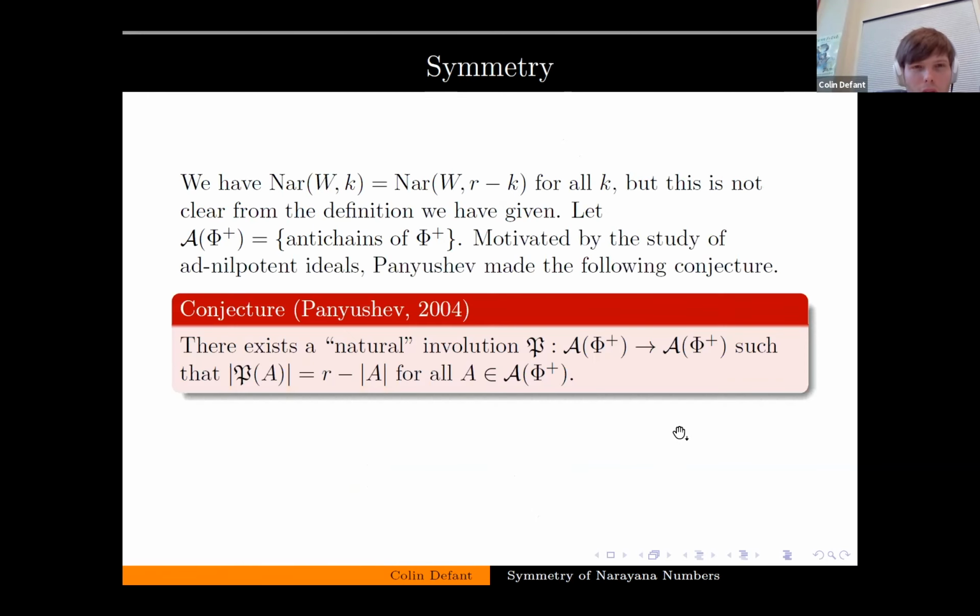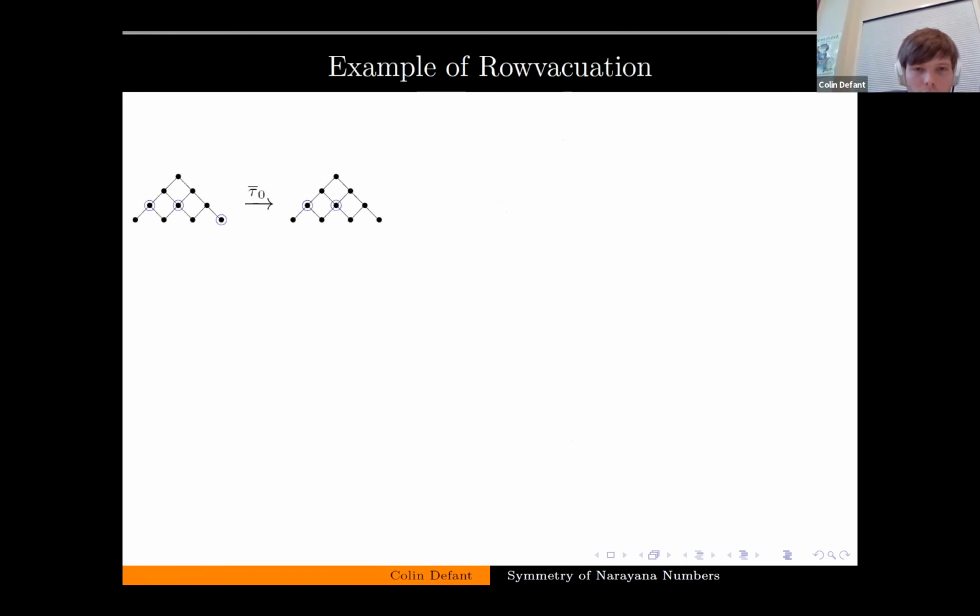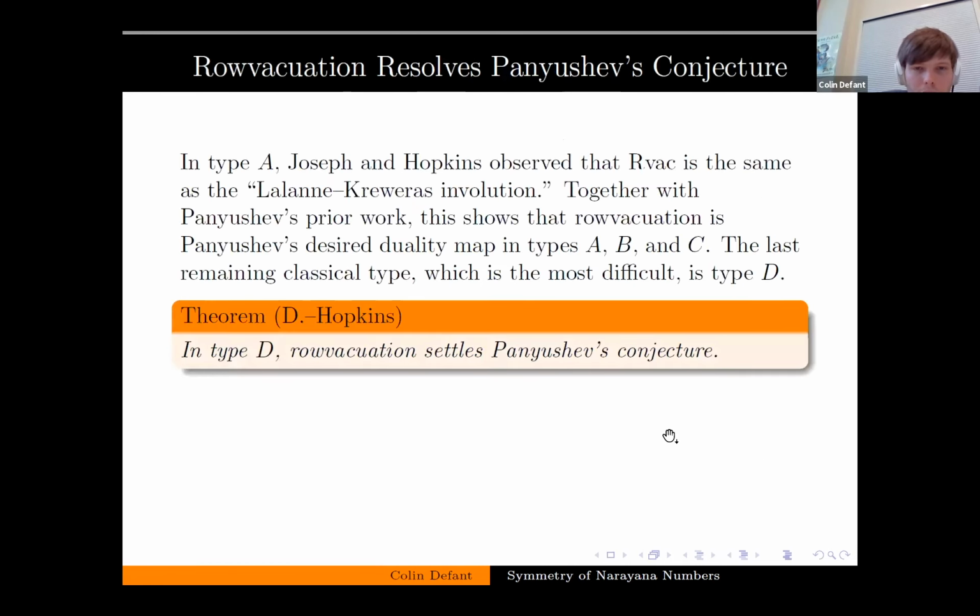Does it? I'm not so sure of this. It might. I know that what Mike Joseph and Sam Hopkins were looking at in their paper was actually extending this Lalanne-Kreweras involution to the birational setting. So definitely in type A, it does, because that was the purpose of their paper, but their paper is very recent. It came out like in December or January. So I think if there is a birational lift of the type D setting, then it hasn't been done yet.